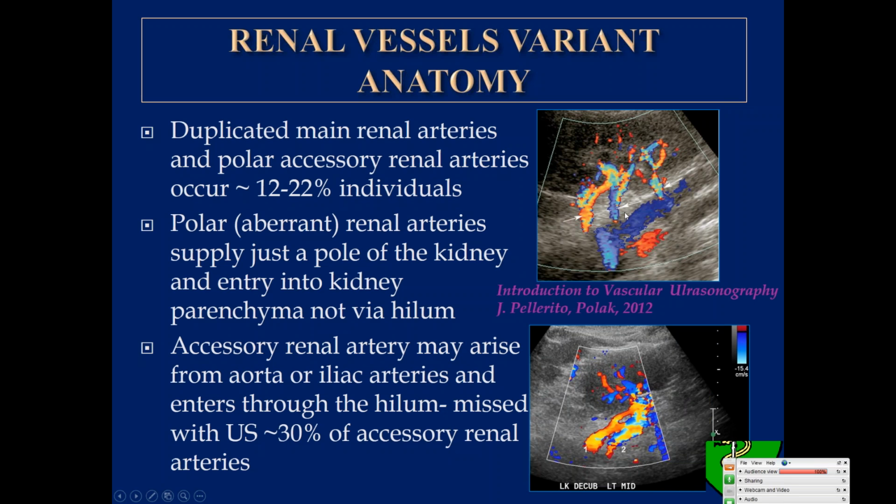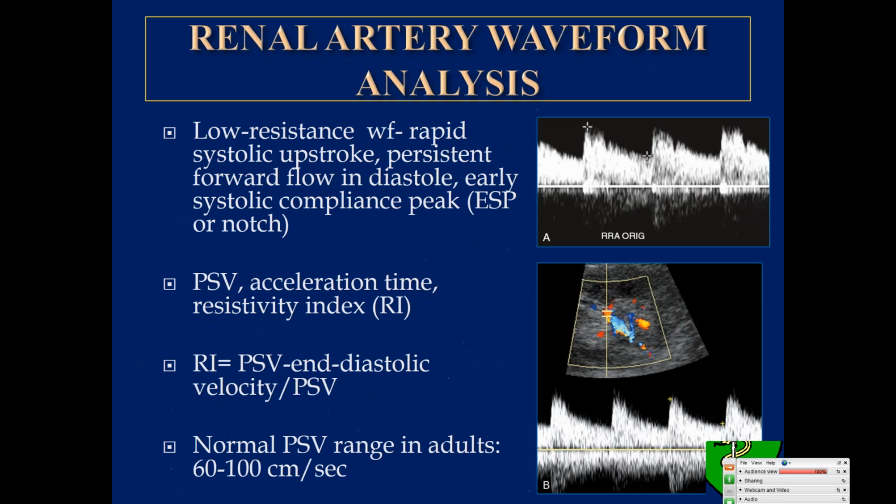On the contrary, accessory renal arteries can also take off from the aorta separately or from other vessels, but they do enter the parenchyma of the kidney through the hilum. In up to 30% of cases, we may not find them with ultrasound. That, of course, decreases the sensitivity of ultrasound for diagnosing pathology of renal vessels, because of the presence of these accessory and aberrant renal arteries.